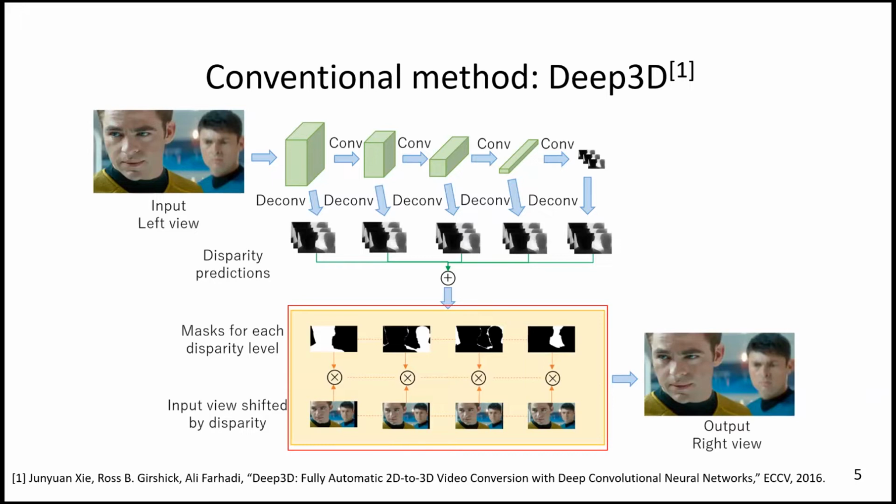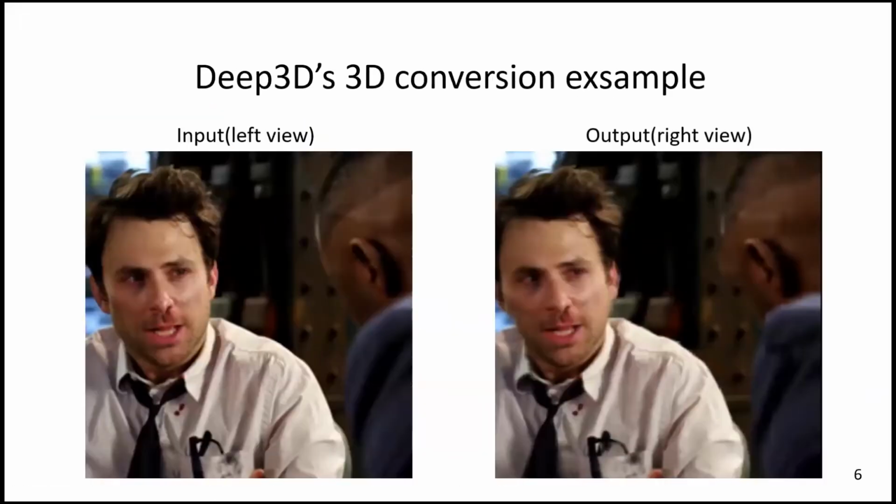Compared to the depth image dataset, it is easy to obtain a stereo image dataset because existing 3D movies can be used as datasets. Therefore, this method has the advantage of being easy to learn. However, there are some problems with Deep 3D. This figure shows an example of a right eye image output from a left eye image using Deep 3D.